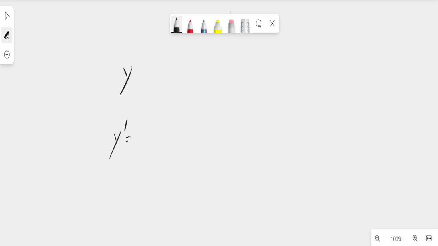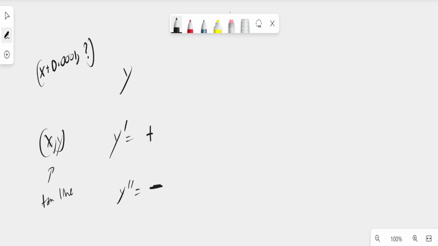If y prime is some positive number and y double prime is some negative number at some point x comma y, and I draw a tangent line at x comma y, and then I take a point x plus 0.001, and I find this value for both y and the tangent line, will the tangent line overestimate or underestimate the actual value?